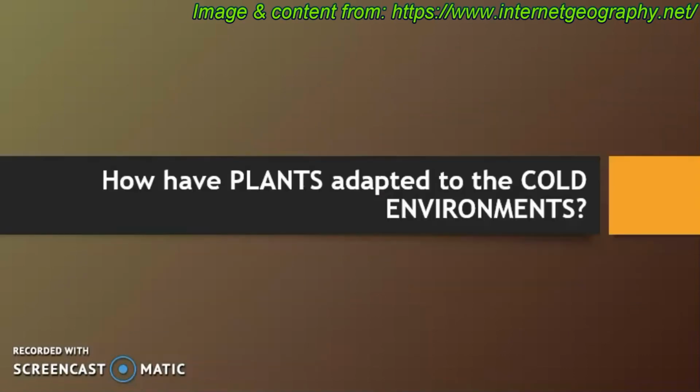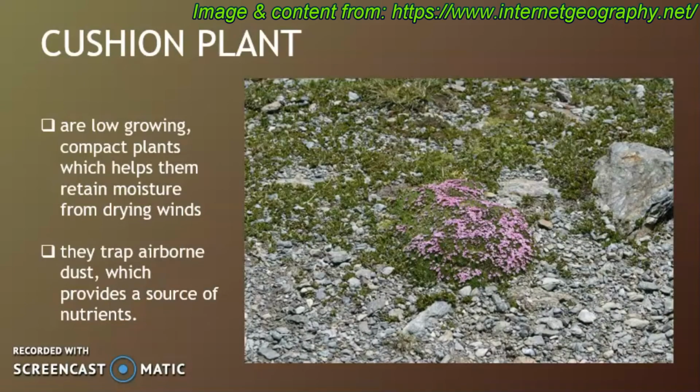How have plants adapted to the cold environments? Do you think there are any plants that can grow on ice? Yes, there are. Actually, they are very cute and beautiful, like cushion plants. They are low-growing, compact plants, which helps them retain moisture from drying winds. They also trap airborne dust, which provides a source of nutrients.